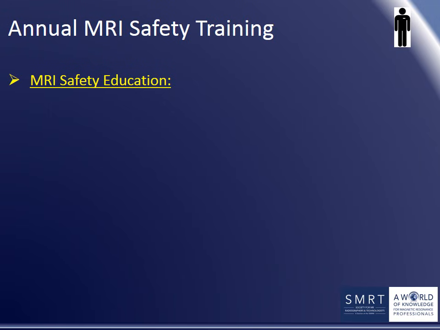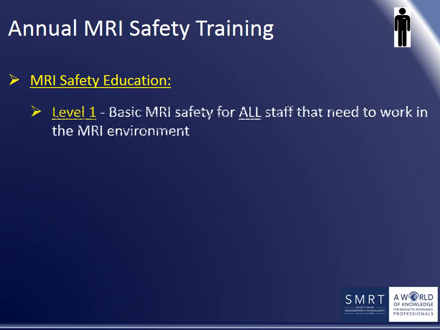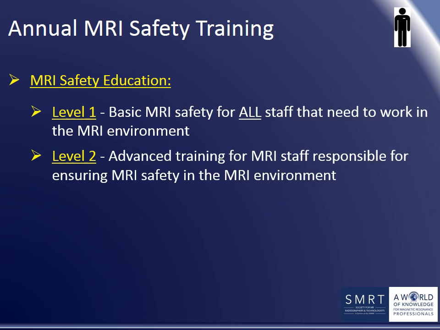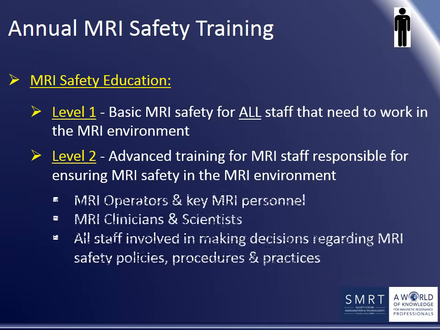MRI safety education is vital for promoting a safe MRI environment. As a minimum, there should be at least 2 levels of MRI safety training undertaken annually. Level 1, which is basic MRI safety training for any staff that need to work in or around the MRI suite. And Level 2, which is advanced training developed for MRI staff responsible for ensuring MRI safety. Staff that need Level 2 training will include MRI operators, clinicians, scientists, and other personnel involved in making decisions regarding policies, procedures, and practices.